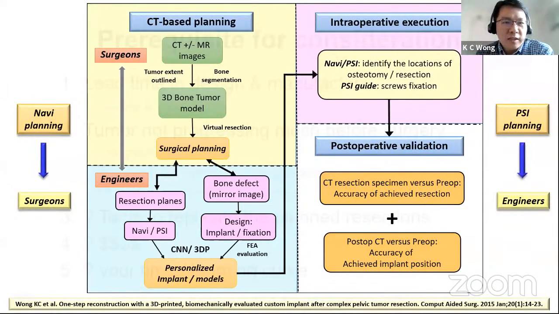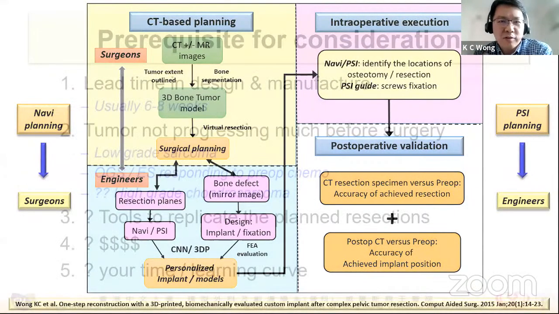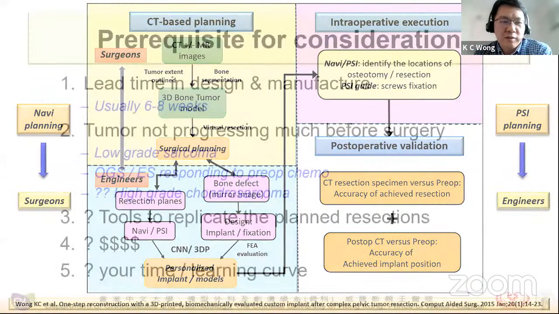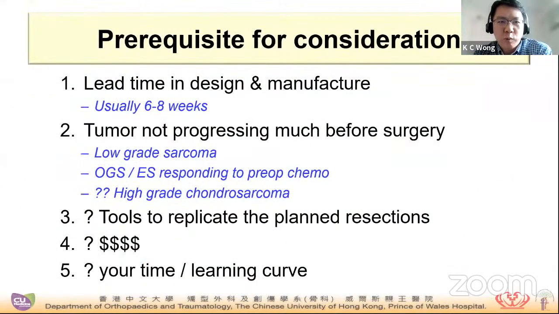So having said that, custom implant is very good, but there are still some considerations, because different centers have different facilities, and different patients vary in biology and respond differently to chemotherapy, and the bone defect is also different. But there are some general prerequisites. Definitely time. If the tumor will progress within that time, don't use it. Tumor not progressing, low grade, responding to chemotherapy, and high risk. In the future, if this whole system can work within 2 to 3 weeks, then that's okay. But currently, most custom implants need at least 6 to 8 weeks. Then you need to replicate the planned resection, and money is a concern.